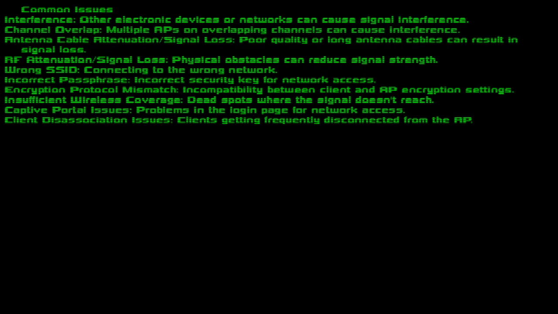Common issues. Interference. Other electronic devices or networks can cause signal interference. Channel overlap. Multiple APs on overlapping channels can cause interference. Antenna cable attenuation. Signal loss. Poor quality or long antenna cables can result in signal loss. RF attenuation. Signal loss. Physical obstacles can reduce signal strength.